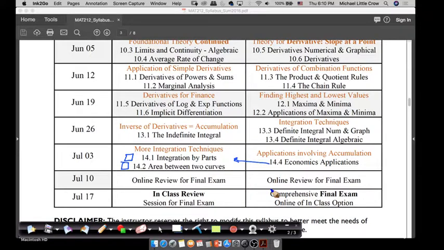Yes? So does that mean there's a total of 3 exams instead of 4? Was there originally 4? Well, I think there was originally 3 with a final exam. Got it.